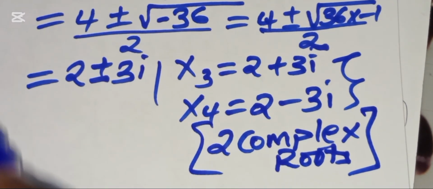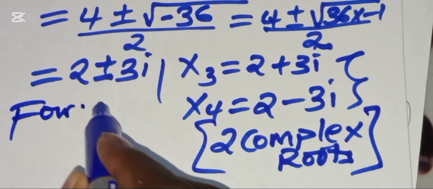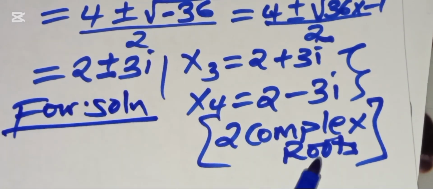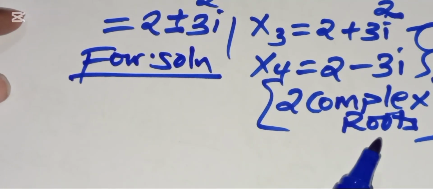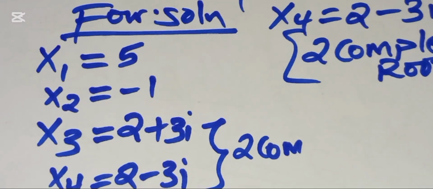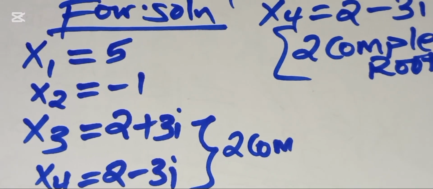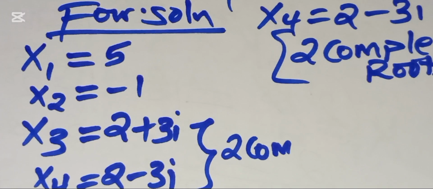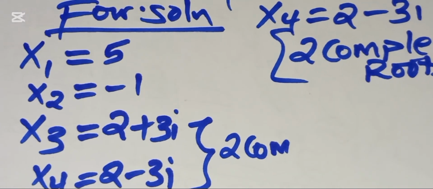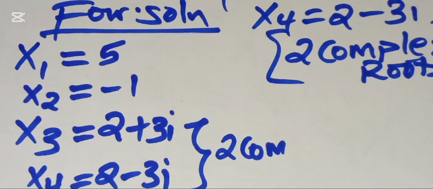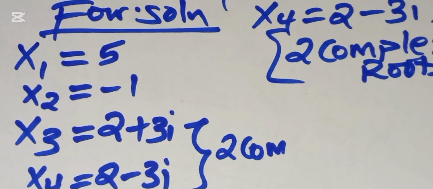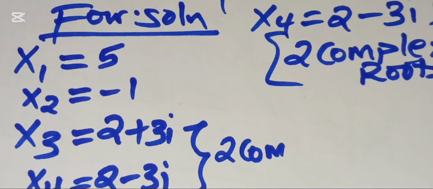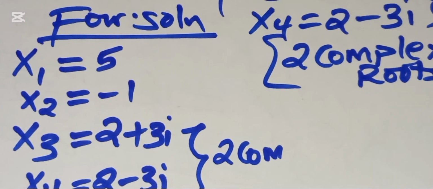So that means we have 4 solutions. That is, x1 is equal to 5, x2 is equal to negative 1, x3 is equal to 2 plus 3i, and x4 is equal to 2 minus 3i. x3 and x4 are the two complex roots, and x1 and x2 are real roots.